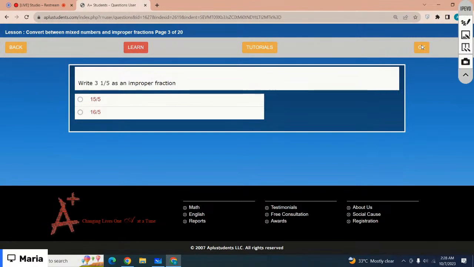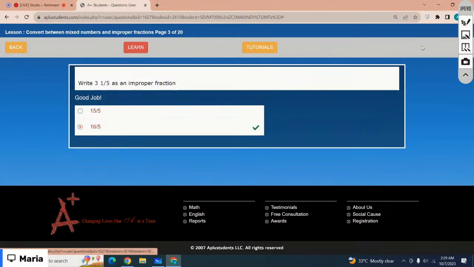Okay, the next one: 3 whole 1 over 5 as an improper fraction. Which is the correct option? Yes, that is 16 over 5. Very good. The correct option is 16 over 5.